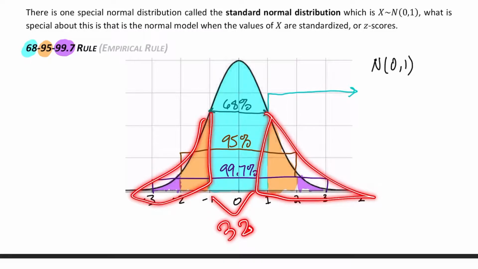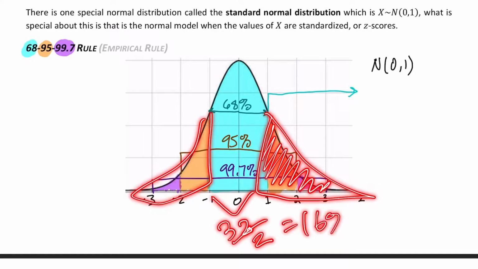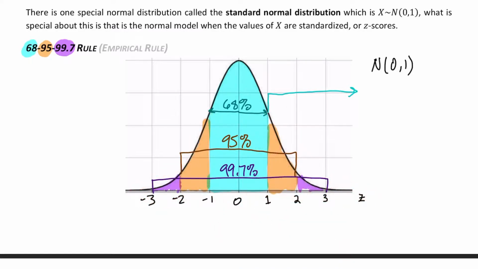Now this distribution is absolutely perfectly symmetric. So that means, what's the area of just this wedge? Well, it would be half of this 32, or 16%. All right? So if I go from 1 standard deviation up, a z-score of 1 or greater, that is 16%.